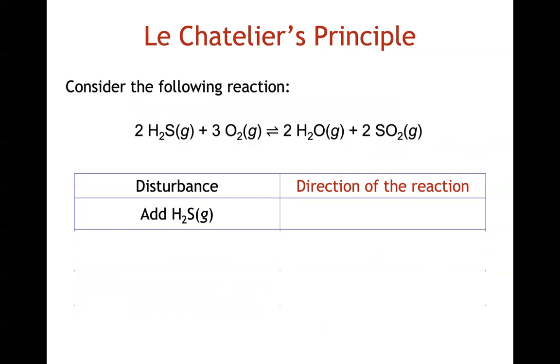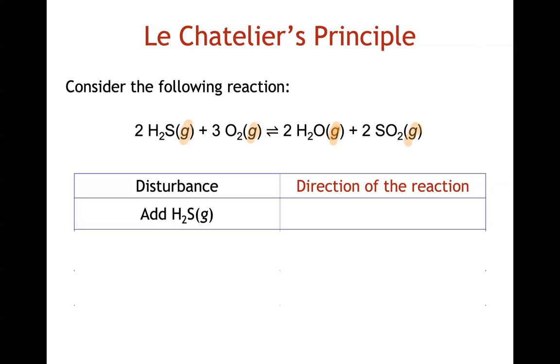Okay, so now let's consider the following reaction, right? What happens when we add reactants, all right, or products? We have dihydrogen sulfide reacting with oxygen gas, or 2 moles of dihydrogen sulfide reacting with 3 moles of oxygen gas to form 2 moles of water vapor and 2 moles of sulfur dioxide, right? Notice we don't have any pure solids or liquids, so the equilibrium will be affected by changes in the concentration of any of the reactants or products.